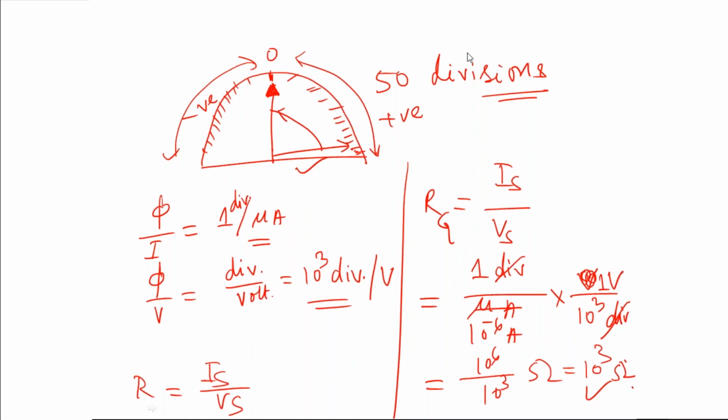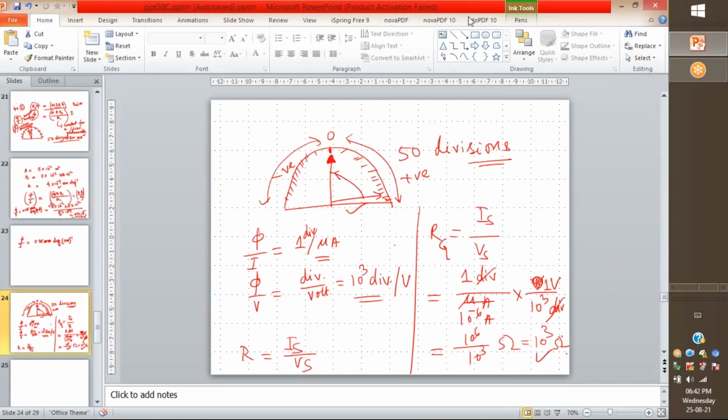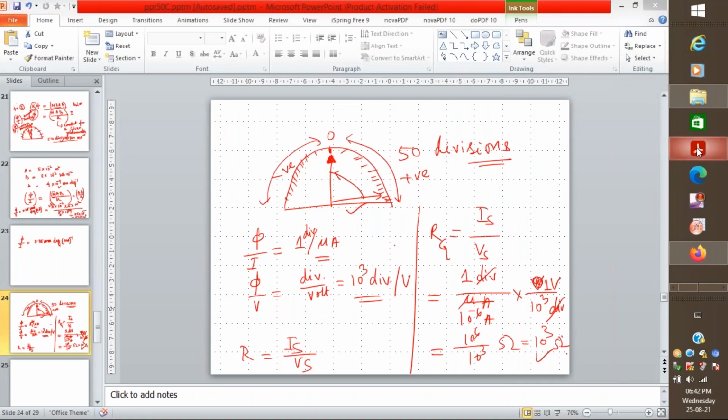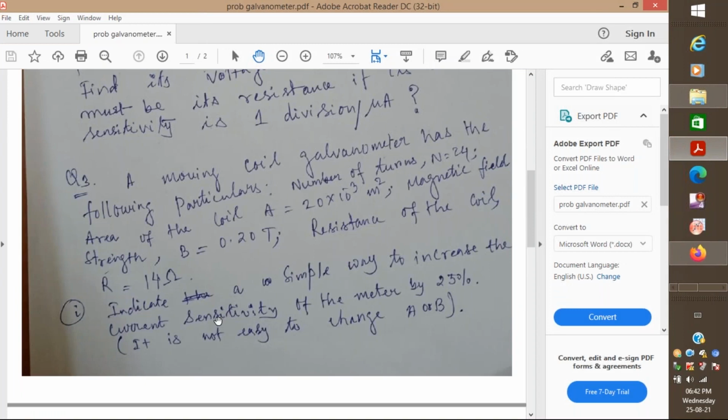Now I hope you people will be able to solve the other questions that I have given here. I'll just send this to Guna madam so that she will circulate this to people and you can practice those things. Now, this third question is also a similar type of question, related to sensitivity. Okay, let us take this question as well.